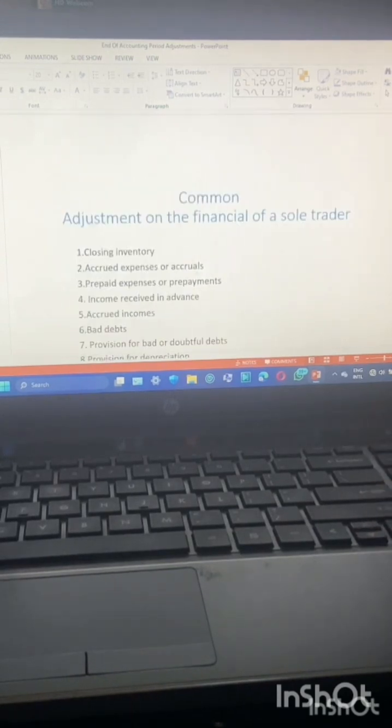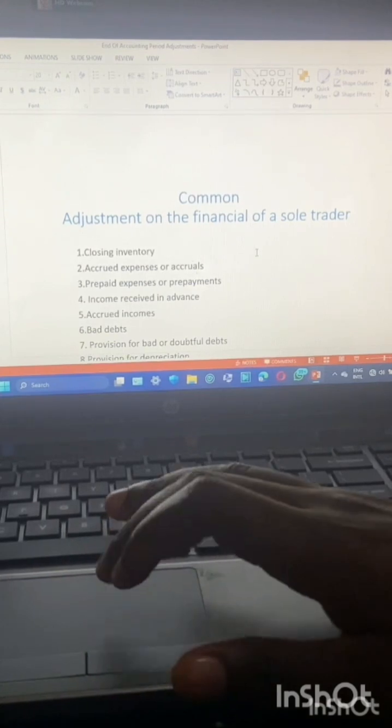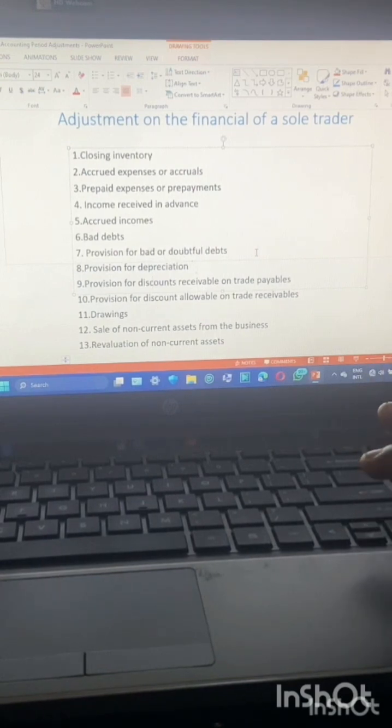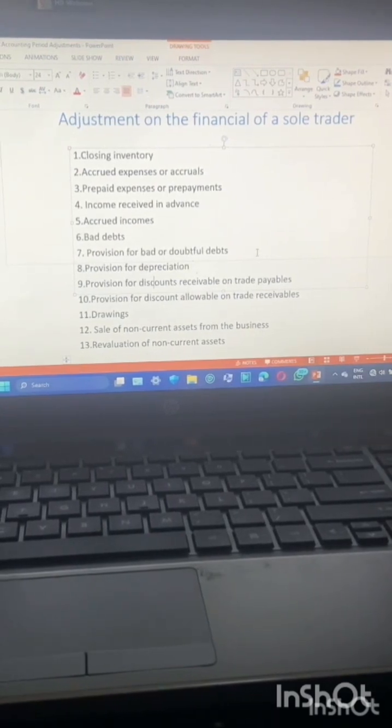So we have the common adjustments in the financial statements of a sole trader. There are a lot of them, but now I'm just going to be mentioning them. Your closing inventory: these are the goods available at the end of the trading period, the goods not yet sold at the end of the trading period.